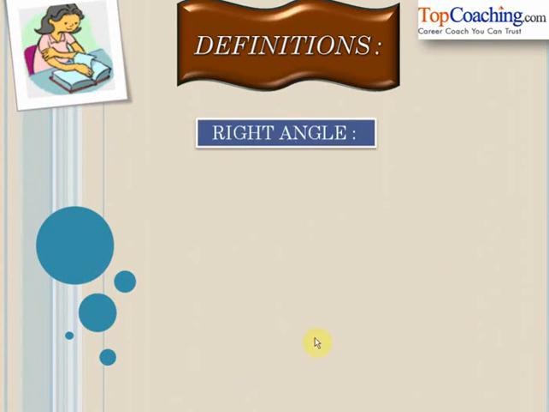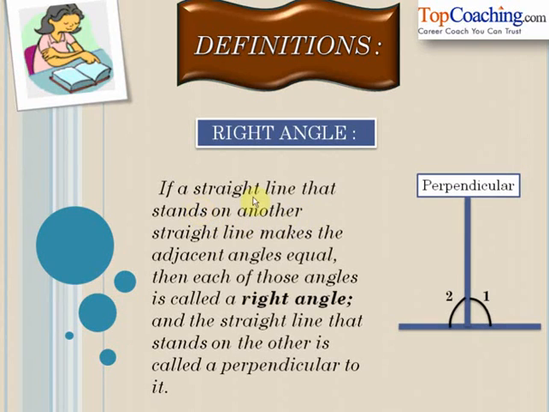Now let's see what we mean by a right angle. If a straight line that stands on another straight line makes the adjacent angles equal, then each of those angles is called a right angle, and the straight line that stands on the other line is called a perpendicular to it.